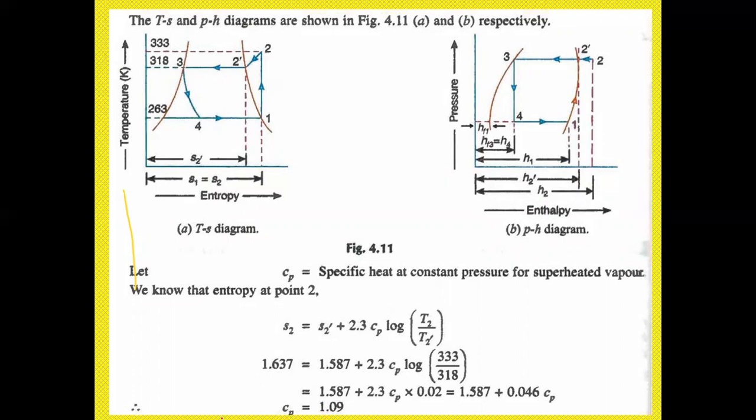Next, after drawing the figure, see here 1 to 2. 1 to 2, 2 to 2 dash, 2 dash to 3, 3 to 4, and 4 to 1. Now the temperature T1 is equal to 263 as given in the question, T2 dash is equal to 318, T2 is equal to 333. And with respect to enthalpy, at 1 it is H1, and H2 dash, H2, and H3 is equal to Hg.